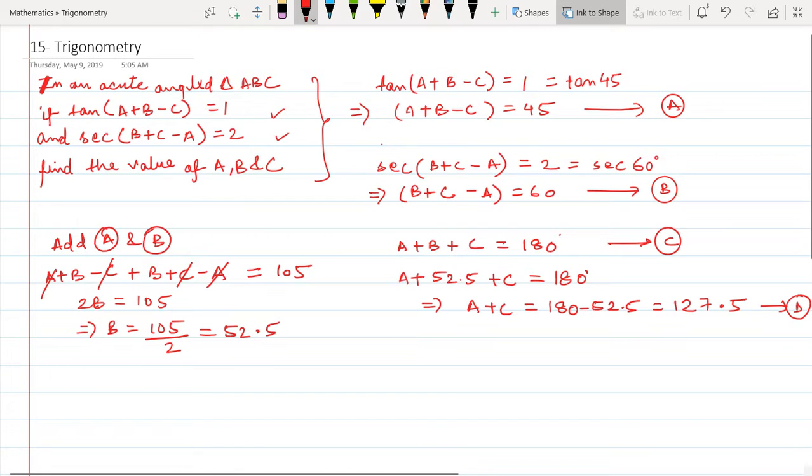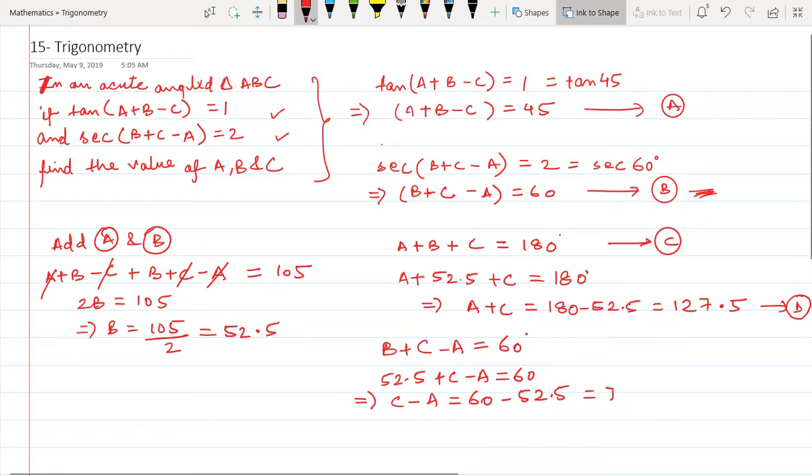Now from part B, I get B plus C minus A is equal to 60. This means 52.5 plus C minus A is equal to 60. So this implies that C minus A is equal to 60 minus 52.5, which is equal to 7.5. This is my part E.